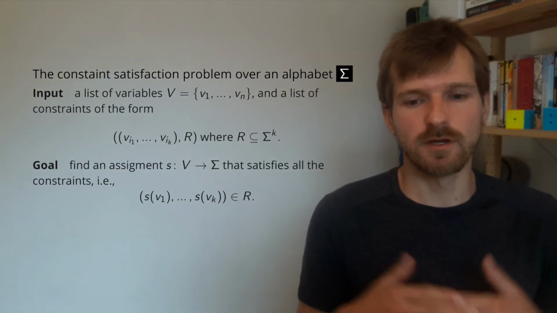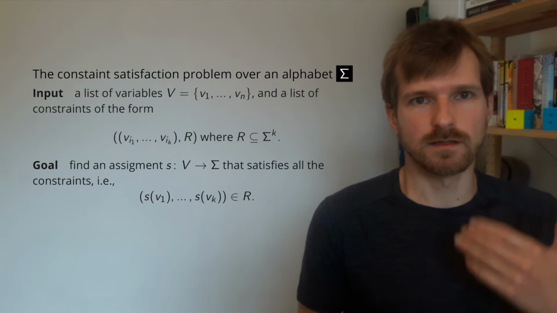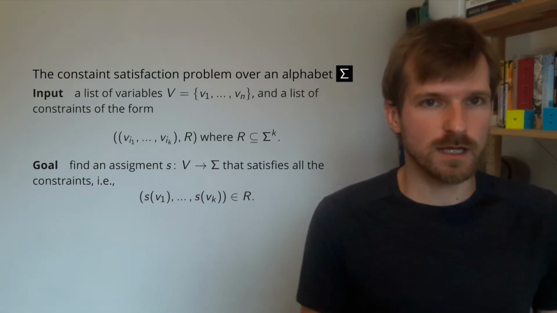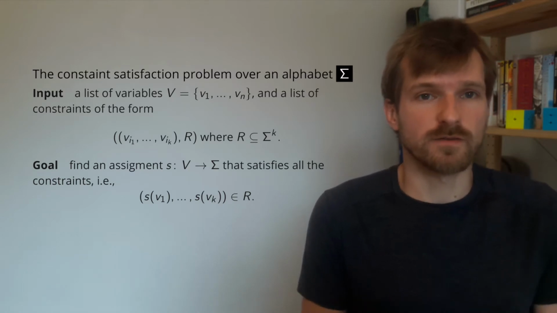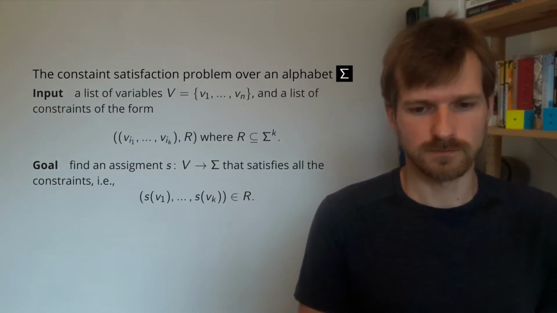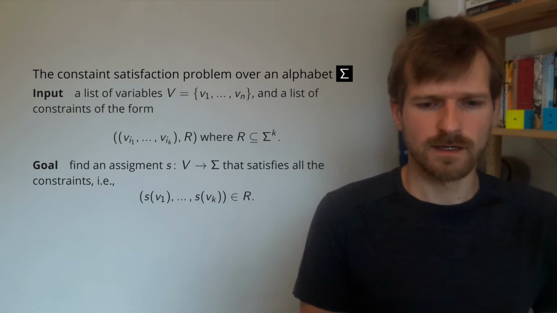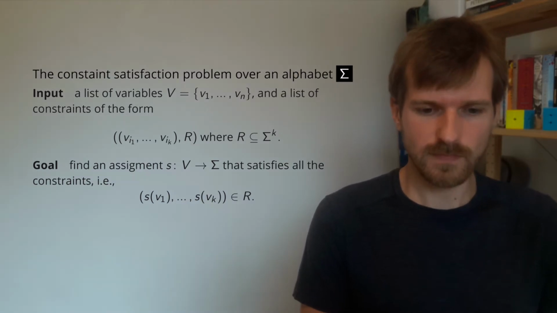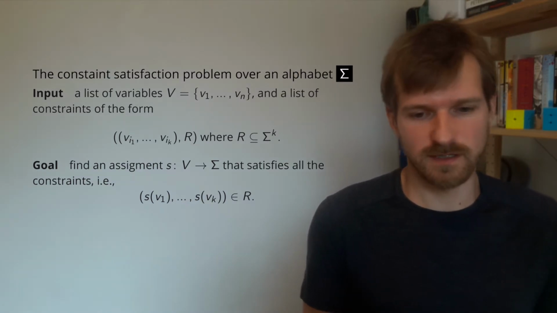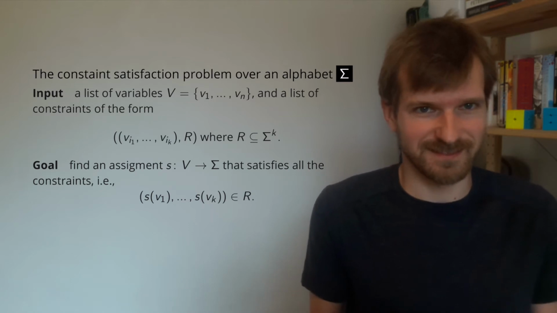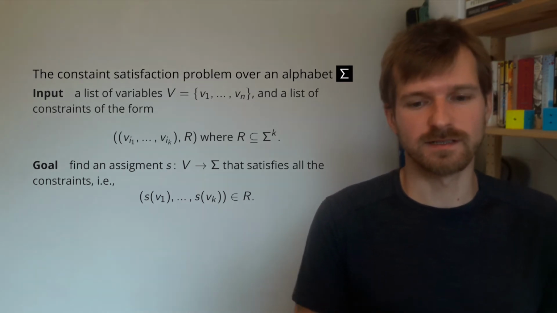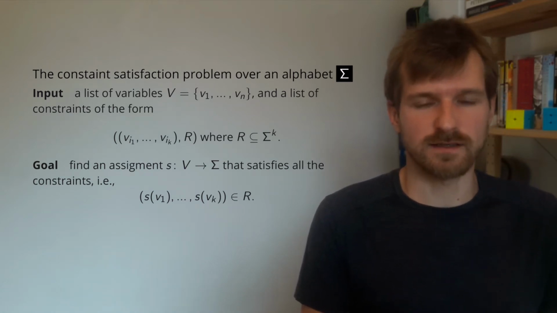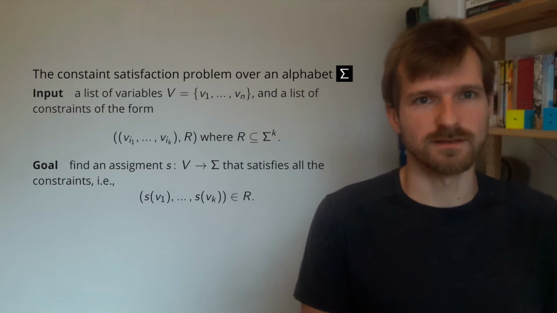Your variables are the bits, they can attain 2 values, 0 or 1, and the corresponding relation is the relation on which the verifier accepts on these bits. So it's the set of all triples of bits that get accepted. And the goal in the CSP is to find an assignment of values from the alphabet sigma to all the variables, such that each of the constraints is satisfied, which is formally written in this way.